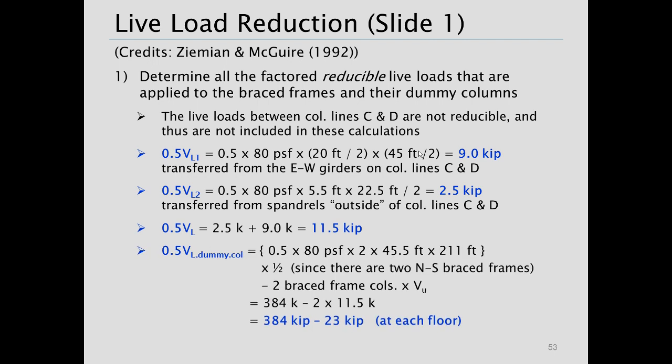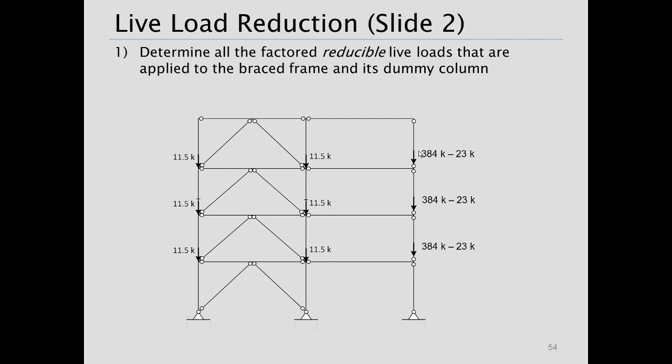Now we also need the 0.5 live on the dummy columns. So 0.5 times our 80 psf times 2 areas, 45.5 foot wide in the north-south direction, 211 foot long in the building, multiplied by a half since there are 2 north-south brace frames. Then we need to subtract off the 2 brace frame columns times the 0.5 VL that I'm showing you above, 2 times 11.5. I'll leave that out as 384 minus 23 at each floor, for purposes that you'll see in a minute. And so here's a summary of all that, showing these factored reducible live loads that are applied to the brace frame and its dummy column.